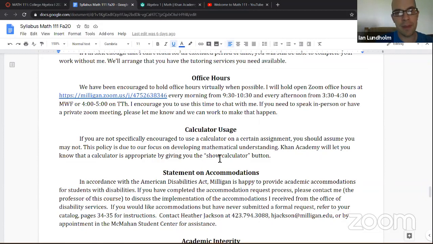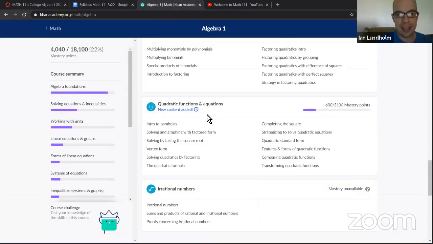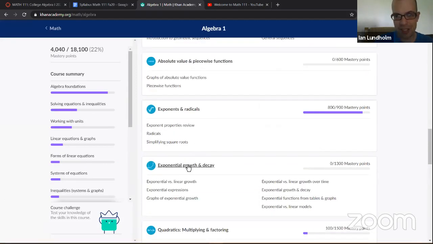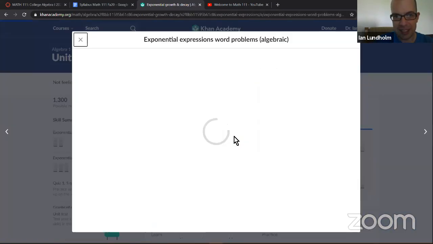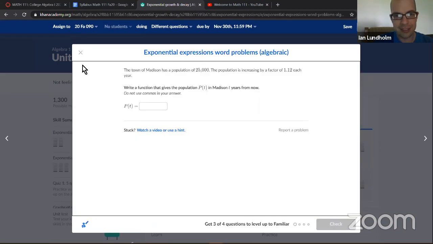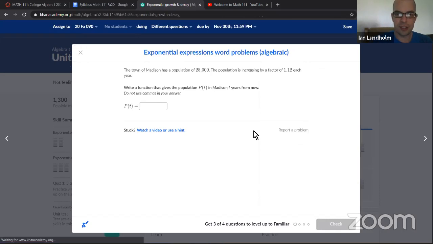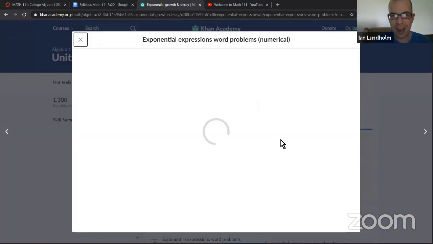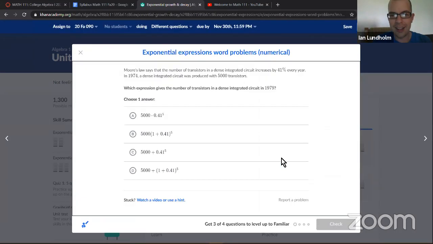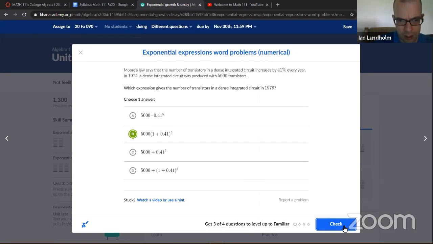Calculator usage, that's not something that I mentioned yet about Khan Academy. In several of these, let's see if we can go to a word problem here. Sometimes the word problems are killing me. This one doesn't have a calculator to it. Oh, I guess this one's just writing a function. Ooh, algebraic. Oh, numerical. Let's try this one. Okay. Increases by 41% each year. Do that.